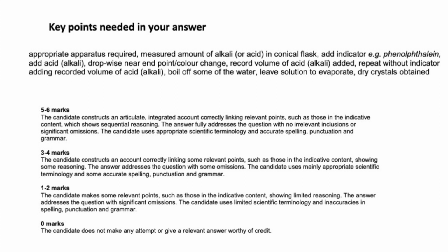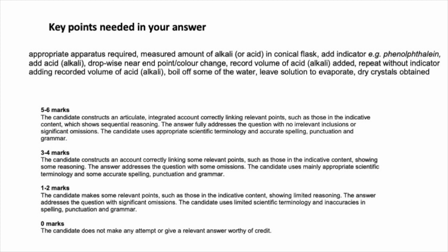You then need to say in your answer that you need to heat up the soluble salt that you've formed in an evaporating basin, because you're trying to boil off some of the water, and you leave the solution to evaporate for a few days to obtain dry crystals. Now the salt that would form would be potassium chloride, because you used potassium hydroxide and hydrochloric acid.